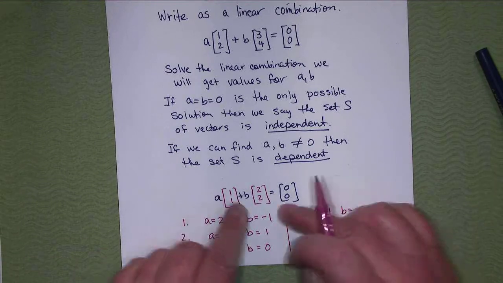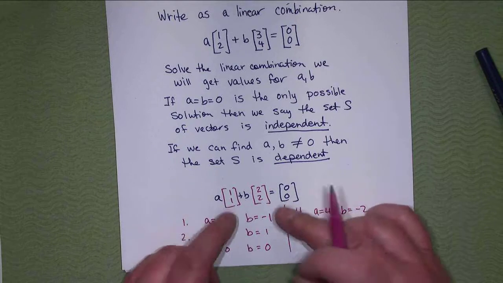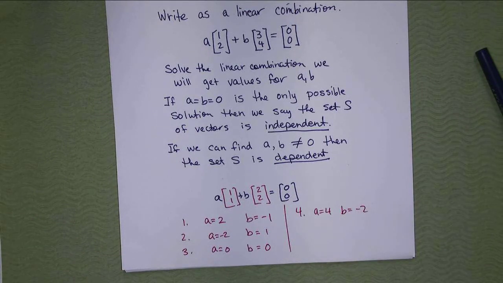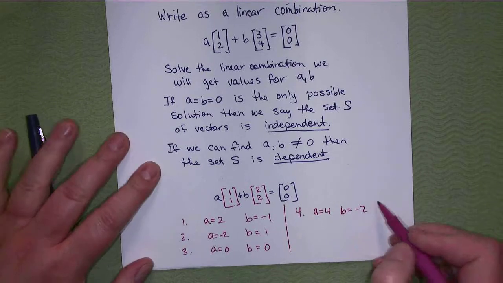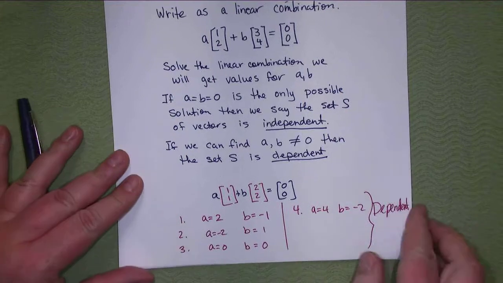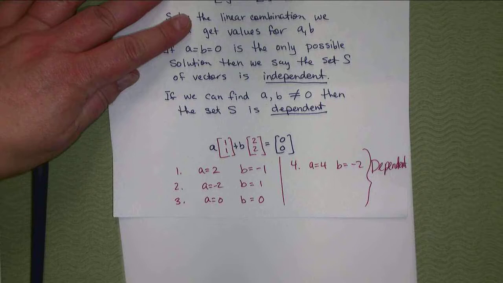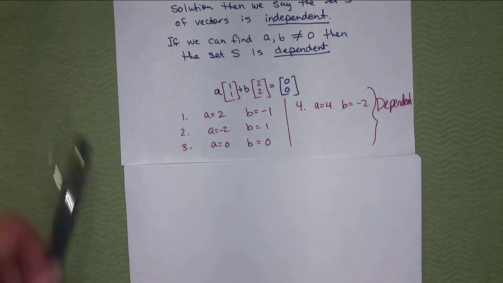Because something like this is happening. They are related to each other. Okay, and that's what we call dependent, is when one is like a multiple of the other, but in R3, it won't be as obvious, maybe. Okay, but that's what dependent and independent mean. So this would be dependent, because there's more than one solution. Okay, so let's look at the (1, 2), (3, 4) example.